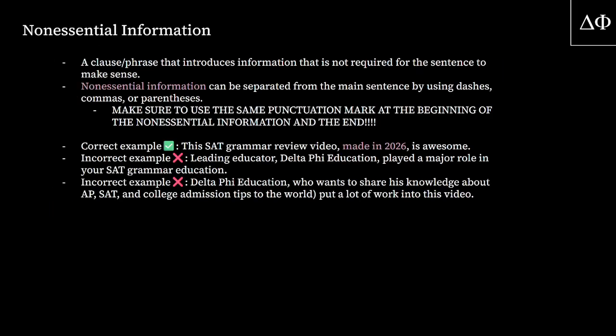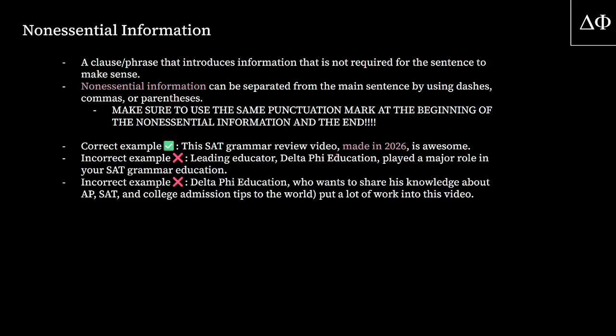Here we're going to talk about non-essential information. Non-essential information is a clause or phrase that introduces information that's not required for the sentence to make sense. It only introduces extra information. Non-essential information can be separated from a main sentence by using dashes, commas, and parentheses. And for the love of God, please use the same punctuation mark at the beginning and the end of a non-essential clause.